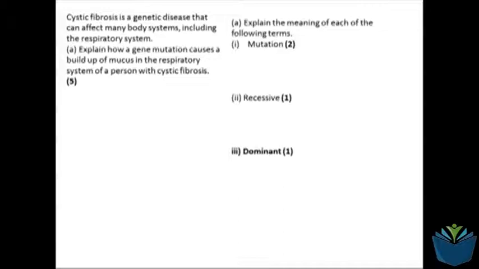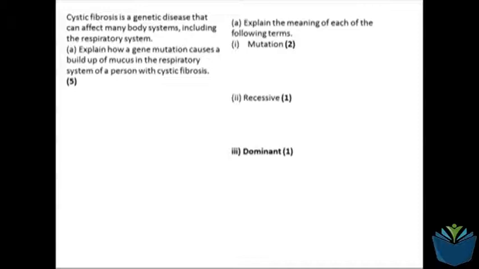So this question: cystic fibrosis is a genetic disease that can affect many body systems including the respiratory system. Explain how the gene mutation causes a buildup of mucus in the respiratory system of a person with cystic fibrosis. So you have to explain how you get the mutation within the person, and then how this causes the symptoms of cystic fibrosis.